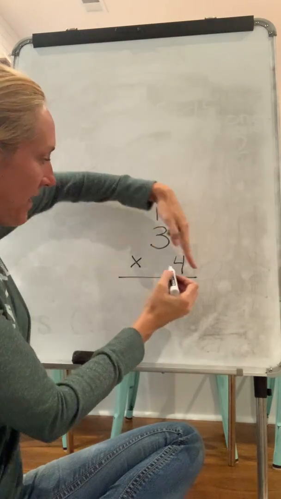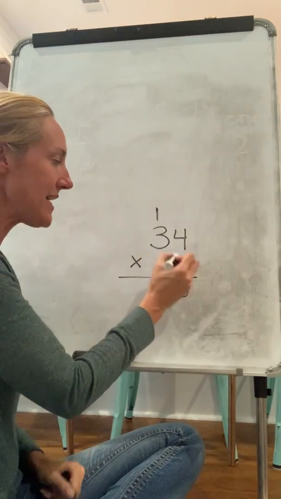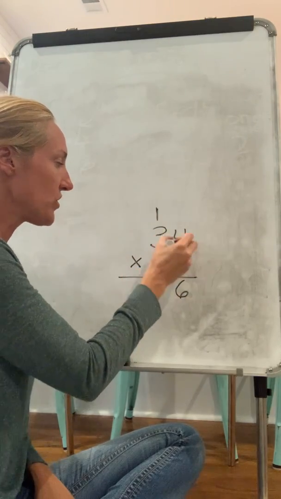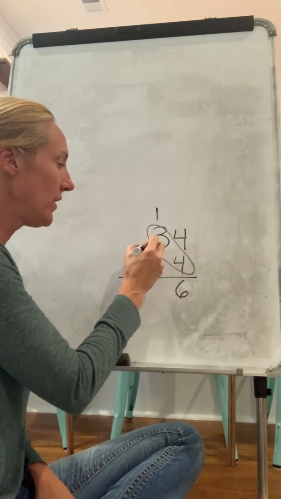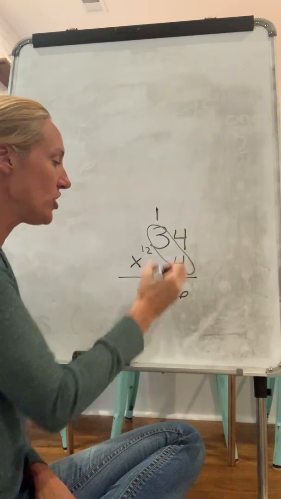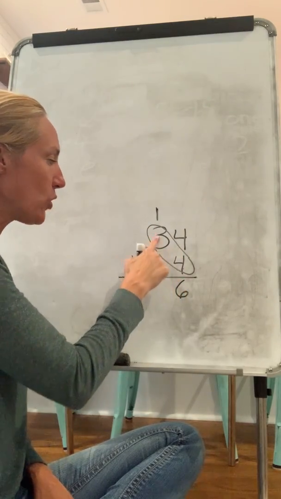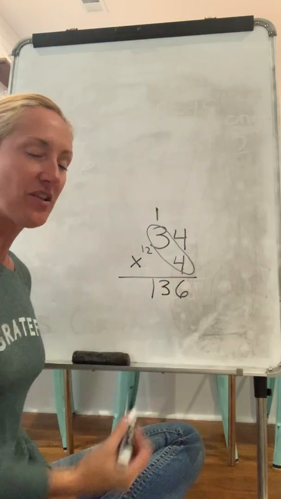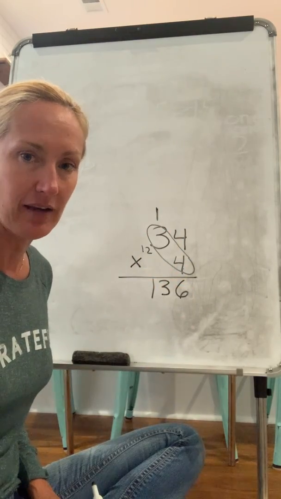Okay, now we're going to look at the 3 and the 4. What's 3 times 4? 12. Once we get our 12, we're going to add the 1 to it, 13. Because that means we have 12 10s. Now we have one more 10, 13. So the answer is 136.